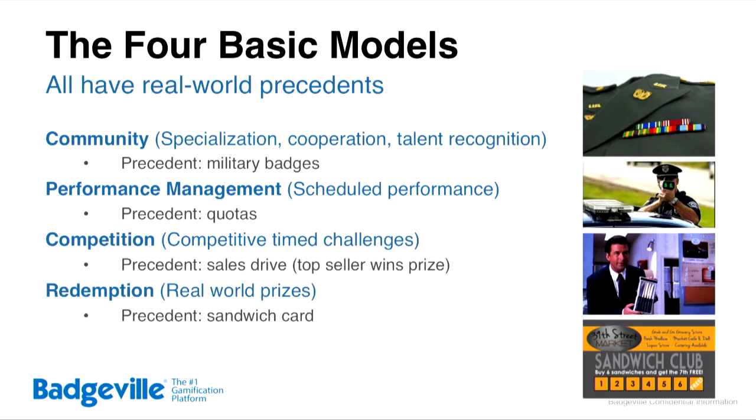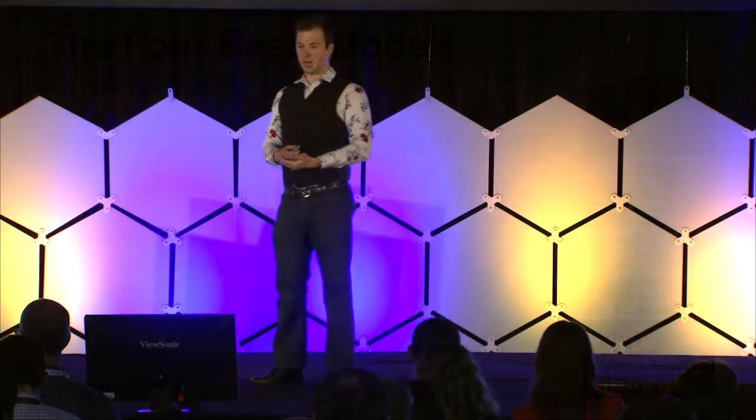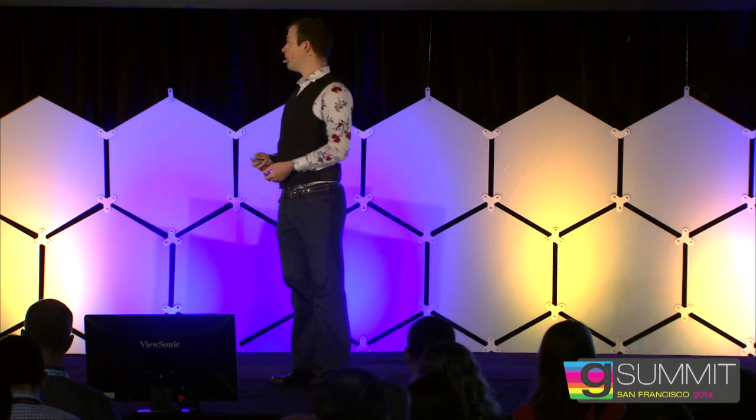And finally, there's redemption. So this is what's kind of thought of as traditional loyalty. So do something, get something for it. Precedent would be like a sandwich card, right? Buy 6 subs, get your 7th sub free. So let's go through each of these in a little more detail, look at what these look like in the real world and some attributes of each.